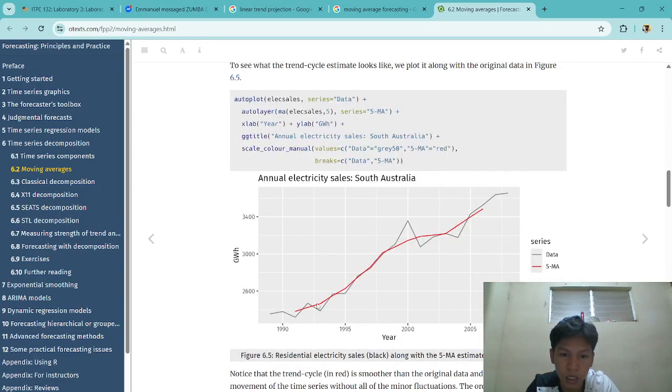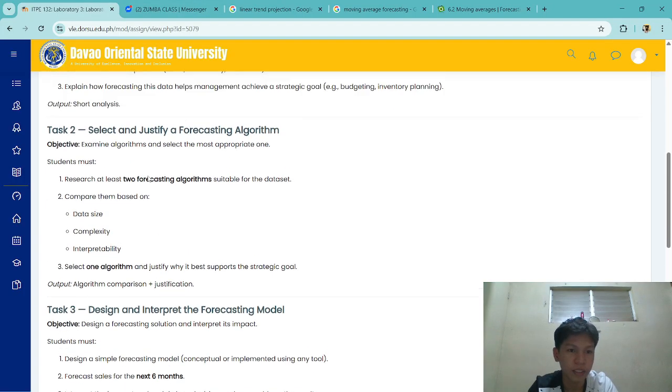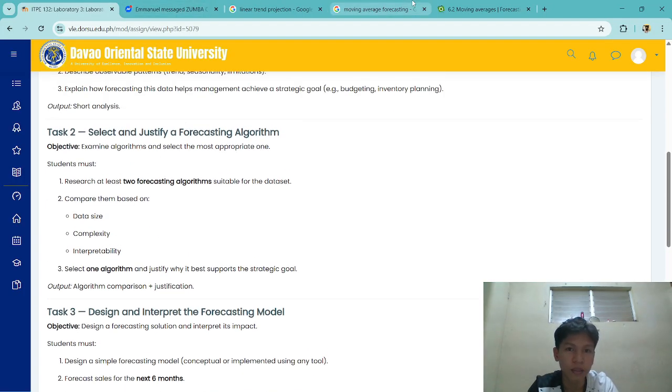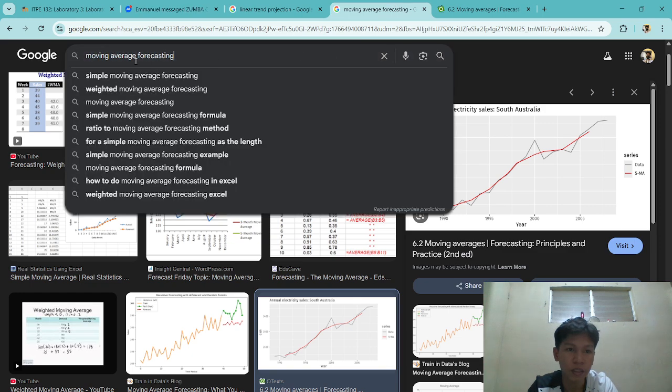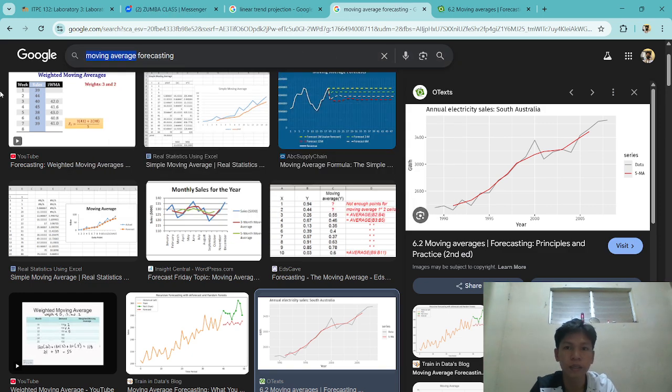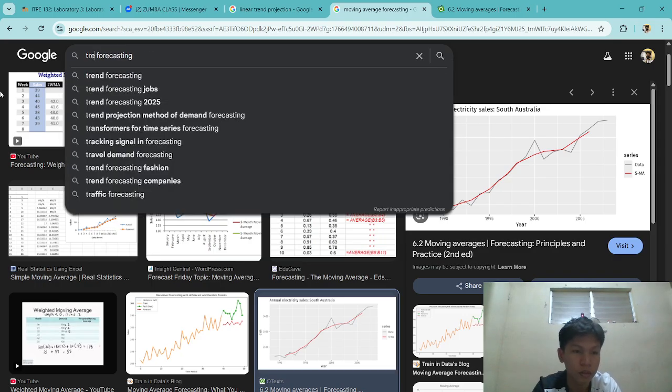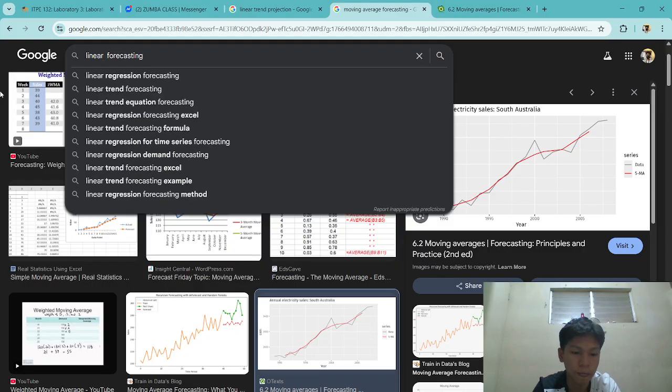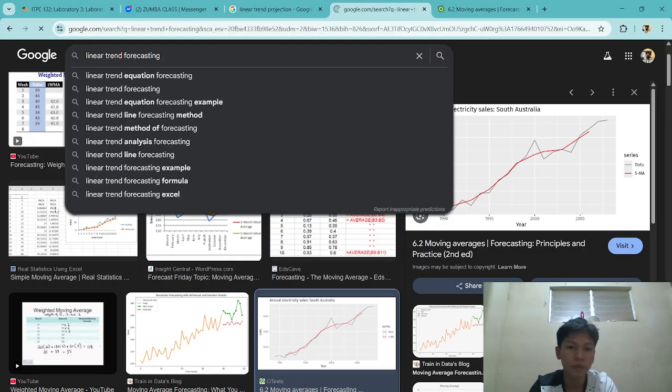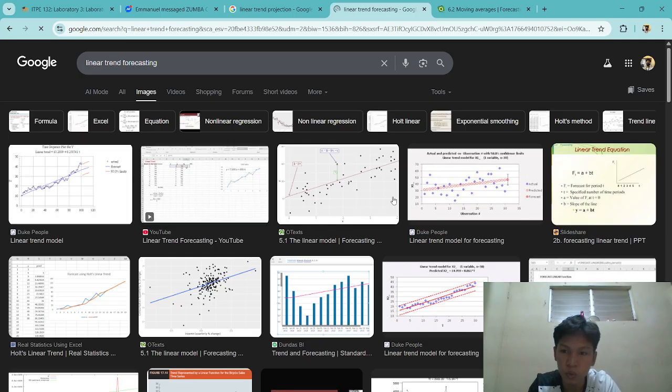So that is what we call one of the moving averages, this orange line here, if you could see it. It's one way of identifying the trend. And the other forecast is what we call linear, the linear trend. It's one of the easiest algorithms that we can do.